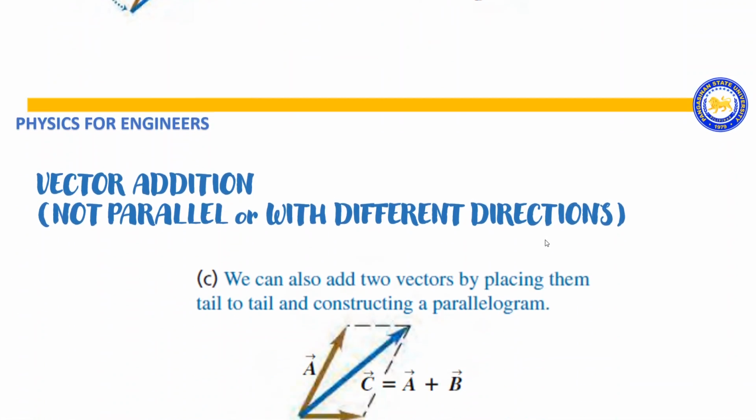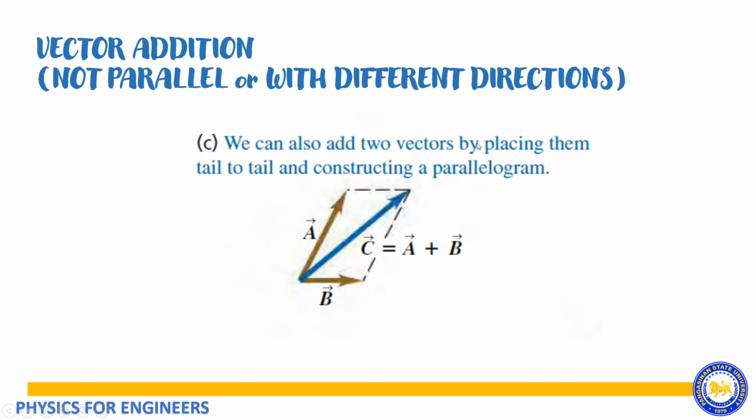Okay? Next, pwede rin natin gamitin yung tinatawag na parallelogram method. Ang parallelogram method is i-connect mo yung 2 vectors into tail-to-tail position. Okay? And then, for example, unahin natin si vector A. Drawing tayo ng parallel niya with the same magnitude dun sa dulo ng vector B. So, dapat pares sila ng direction.